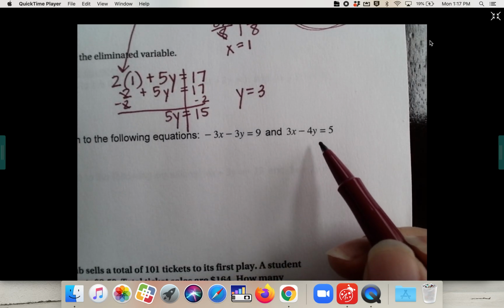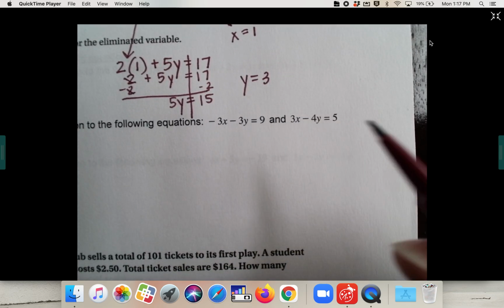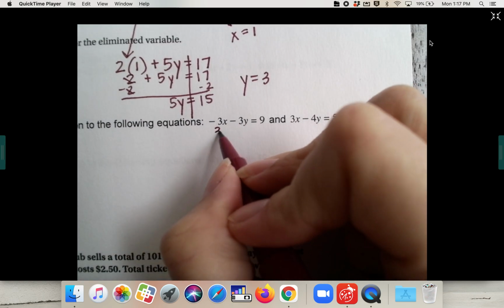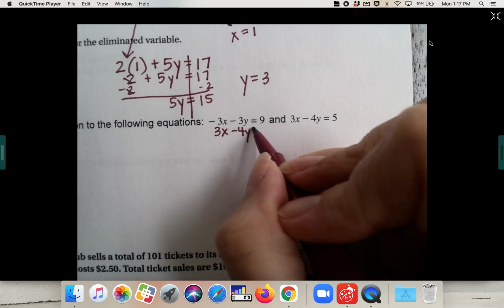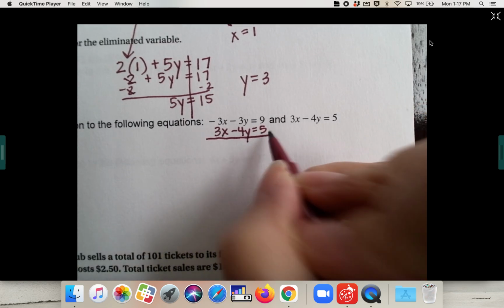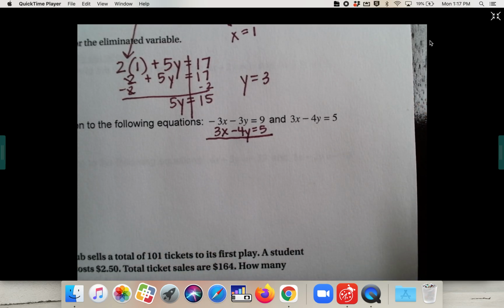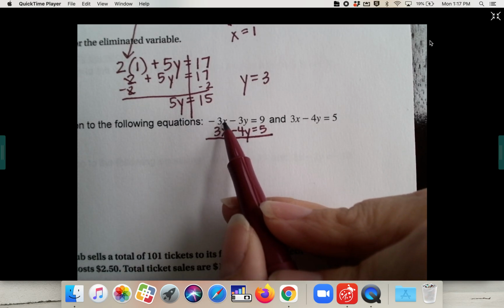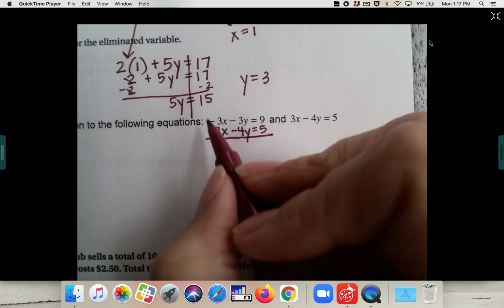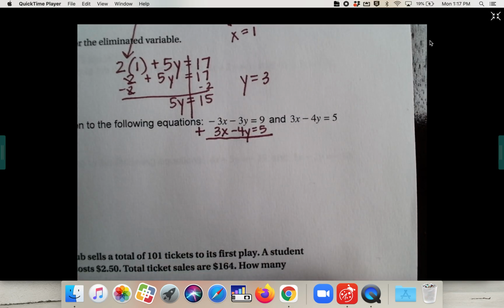Okay, so let's try this one. If I were to line these up one right underneath the other, I'm just going to put the 3x minus 4y equals 5 right underneath this one that was already there. And again, you kind of have to decide, am I going to add or subtract? What would make the negative 3x and positive 3x eliminate? The only way to get those to eliminate is by adding.